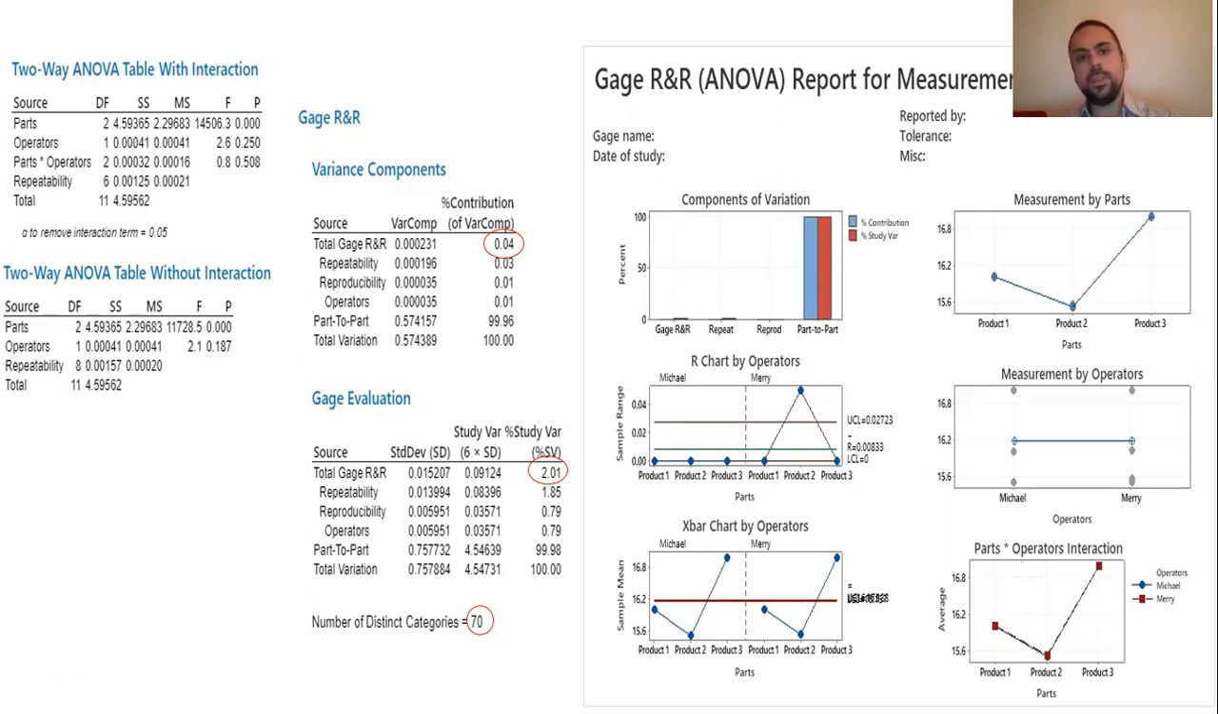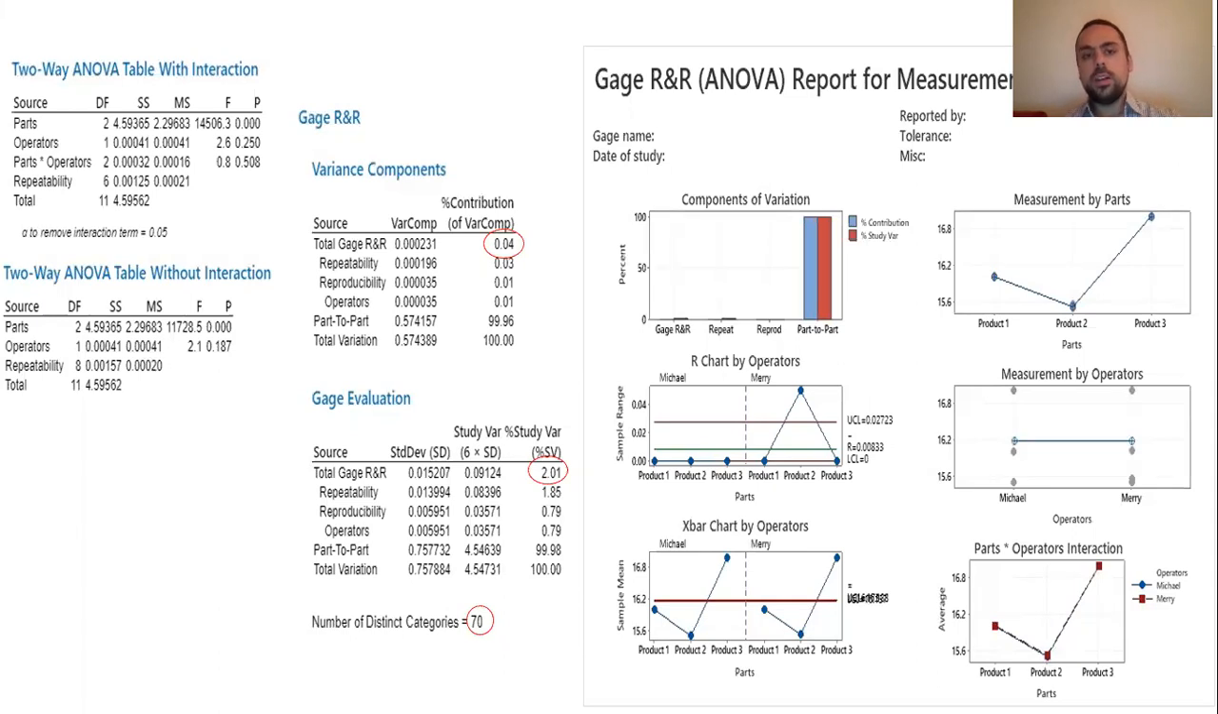But about the two charts located on the right side, please pay attention: the information we enter is related to total Gage R&R. Here we have the variance components and Gage evaluation. We don't have a tolerance.